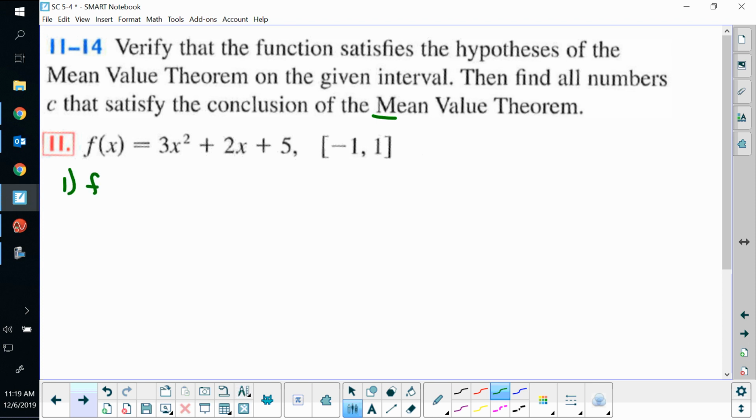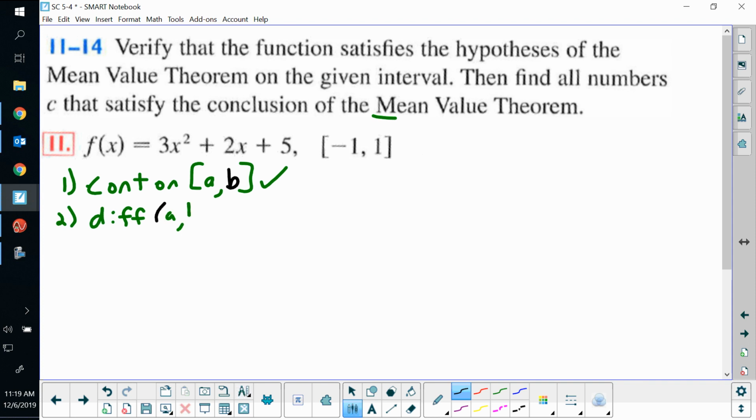So let's first check and make sure it is continuous on the closed interval. It's a parabola. Parabolas are continuous everywhere, so that's good. Second, we need to make sure it is differentiable on the open interval AB. Well, parabolas do not have any corner points, kinks, so we're good there.